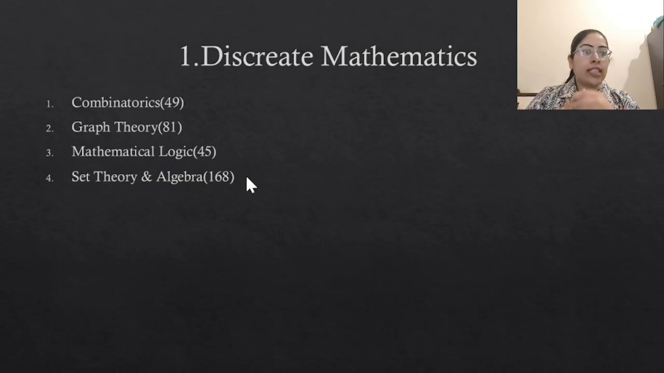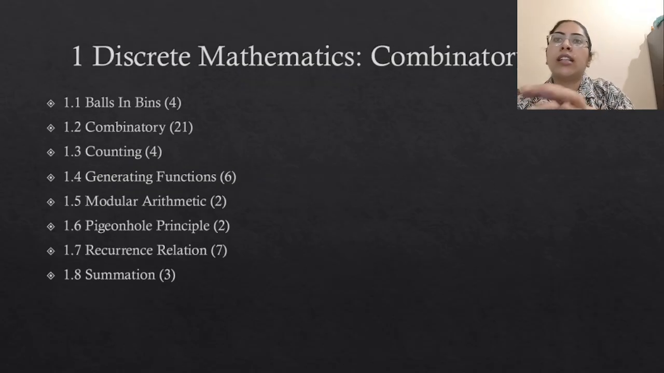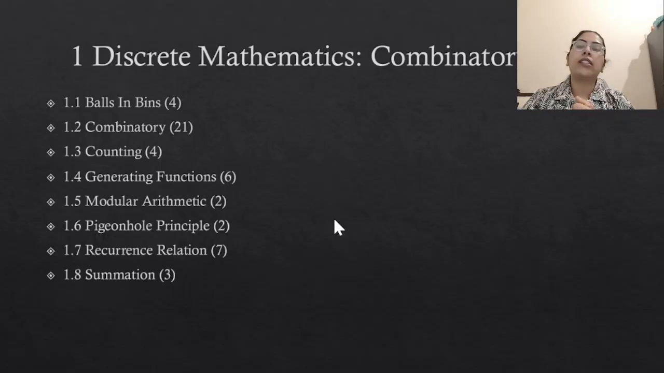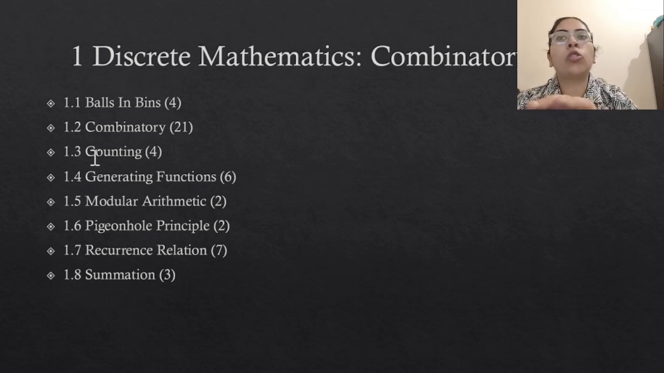Graph theory and set theory are the most important, so don't leave these. Next, let me start with combinatorics. These are the topics for combinatorics: balls and bins, combinatorial counting, generating functions, modular arithmetic, pigeonhole principle, recurrence relation, summation.